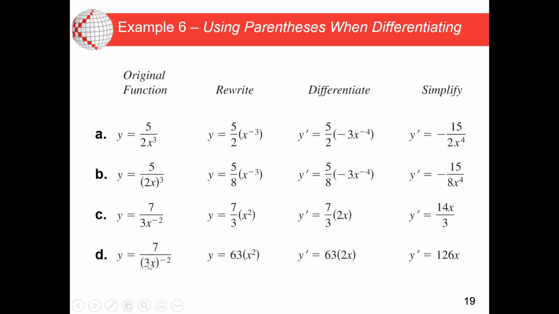Now 2 times, here we have 3. So 3 twice, 3 squared will give us 9. Then 9 times 7 will give us 63. So that's why we have 63 here.